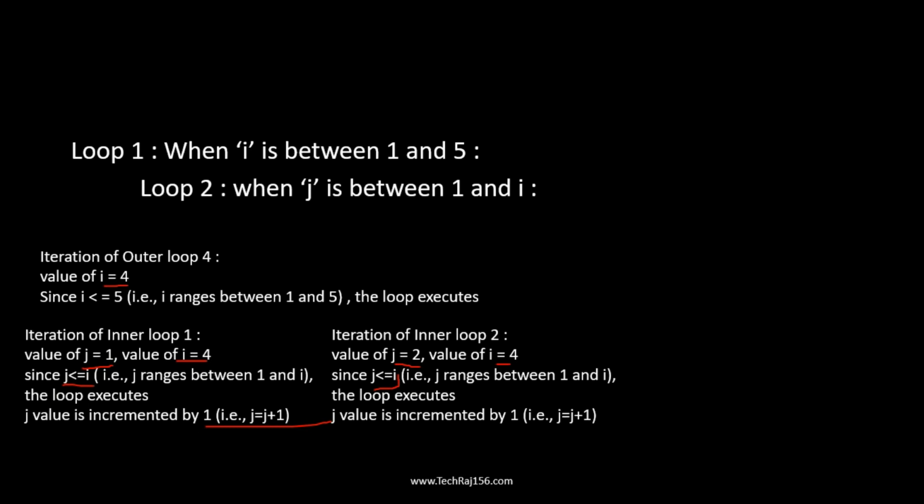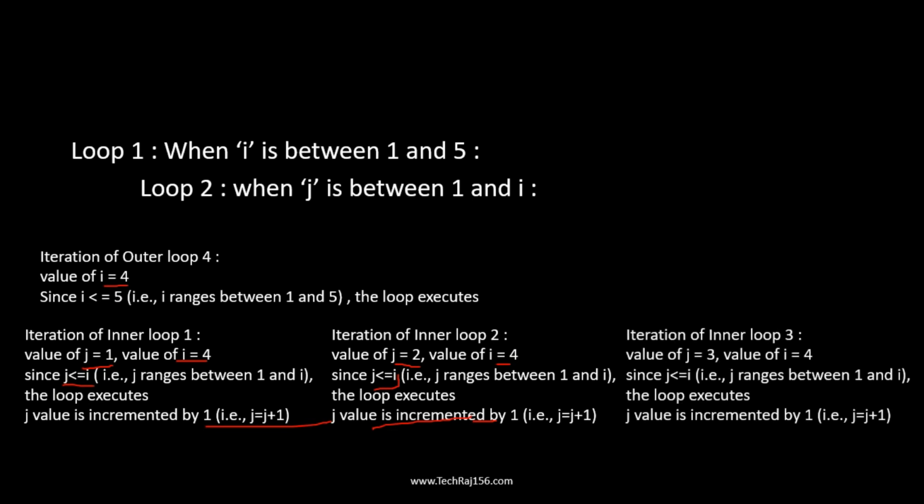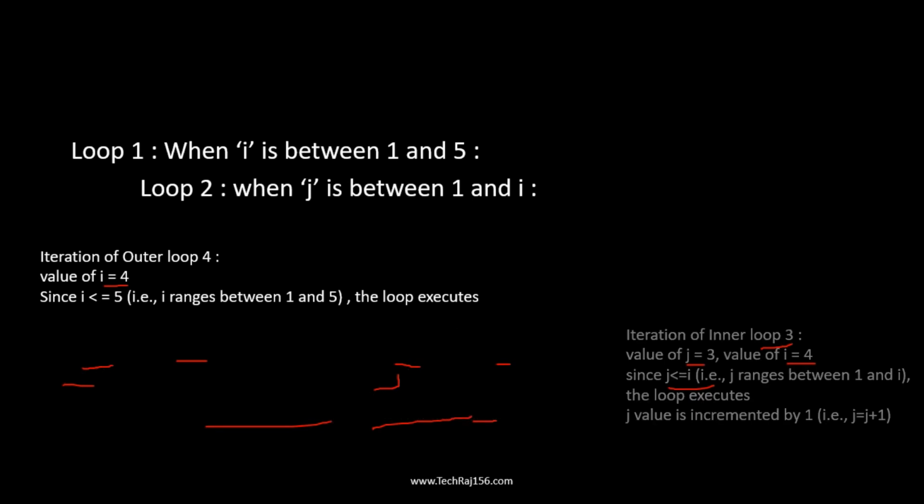Not exactly right after this condition is satisfied is the j value incremented by 1. Please note that after this condition is satisfied, the loop executes, which means the control comes inside the loop, and any statement present inside the loop is going to be executed, and only after those statements are executed, the j value is going to be incremented. So please do note that. And in the third iteration, the value of j equals 3, i is 4, this condition is satisfied, so the j value is incremented by 1, and it proceeds to the next iteration.